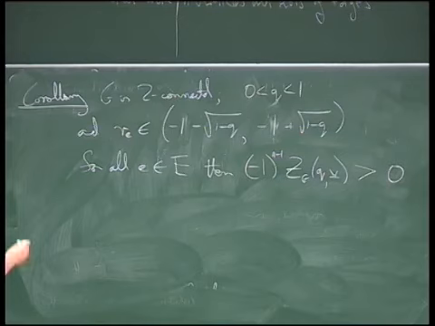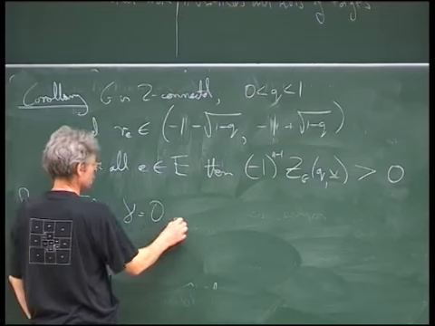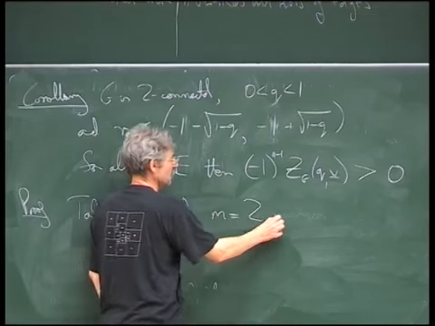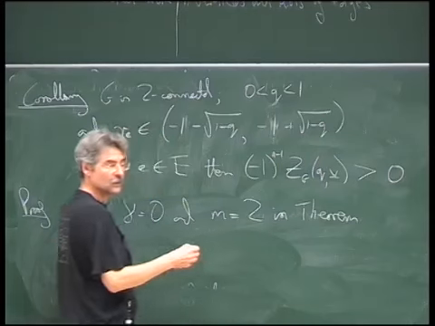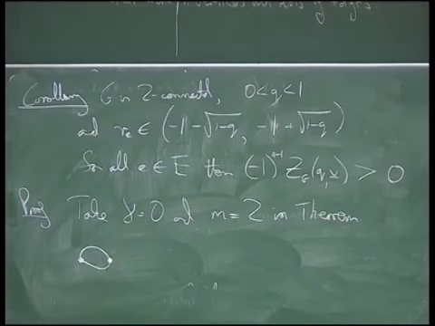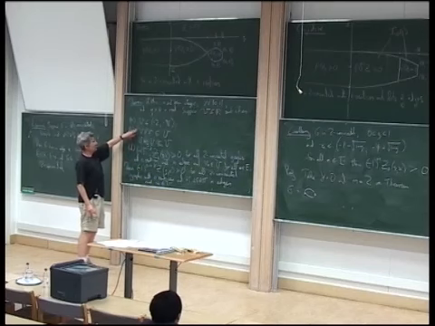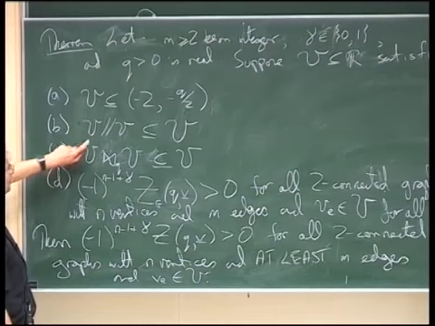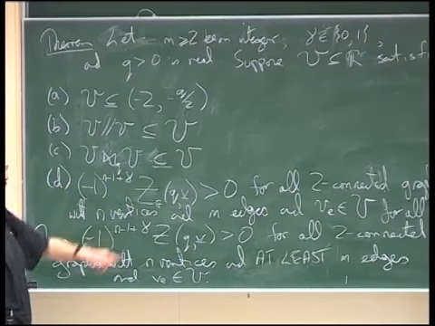And the proof is, we take gamma equals 0 and m equals 2 in the theorem. So there's only one non-separable graph with 2 edges, so that's it. So we have to check that this interval is closed under parallel and series, satisfies this, and then check that this is true for that one graph.